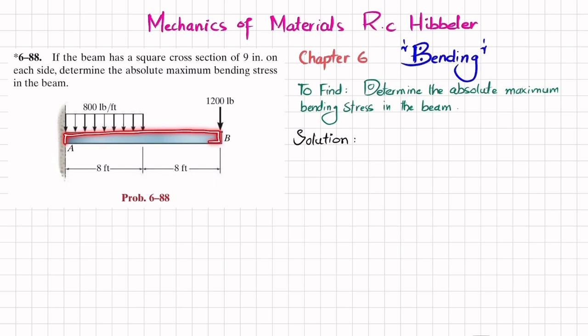So you can see this is a cantilever beam, that is, A is fixed, and from A till a length of 8 feet we have a uniformly distributed load, and at point B we have a concentrated load of 1200 pounds. And the cross section is a square cross section, 9 inch by 9 inch. So you have to determine the absolute maximum bending stress in the beam. So let's start with the solution.